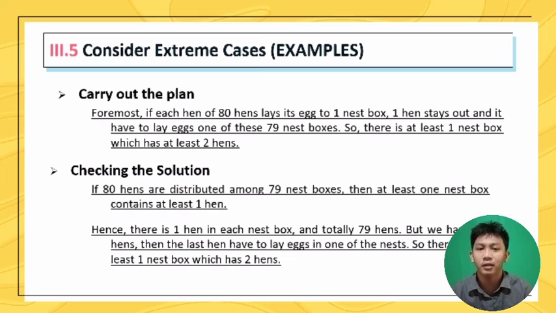So, to check if our solution is correct, if we distribute 80 hens sa 79 nest boxes, then at least 1 nest box contains at least 1 hen. Hence, there is 1 hen in each box and totally 79 hens. But we have 80 hens, then the last hen has to lay her eggs in one of the nests. So, there is at least 1 nest box which has 2 hens.